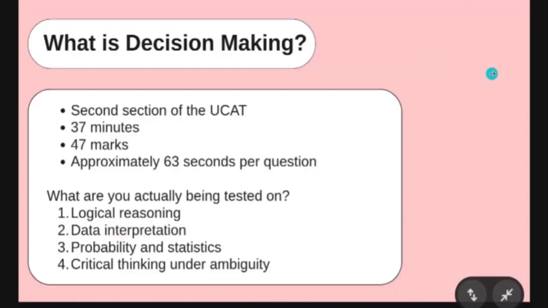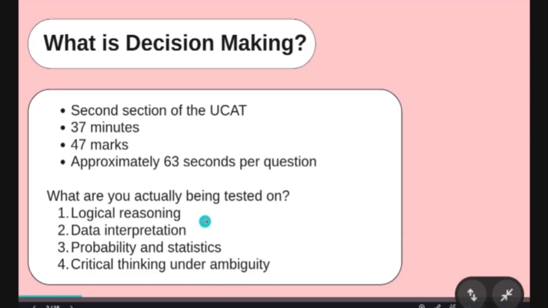So, we started by introducing decision making, or DM, and what the section is actually designed to test, using the information provided to make logical decisions and draw conclusions without relying on outside assumptions. As you can see from this slide, it's the second section of the UCAT. It's 37 minutes and 47 marks, so that gives you quite a bit of time per question. And there are four things you will be tested on throughout the section: logical reasoning, data interpretation, probability and statistics, and critical thinking under ambiguity, as said.